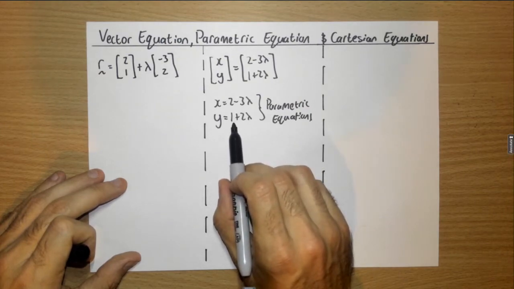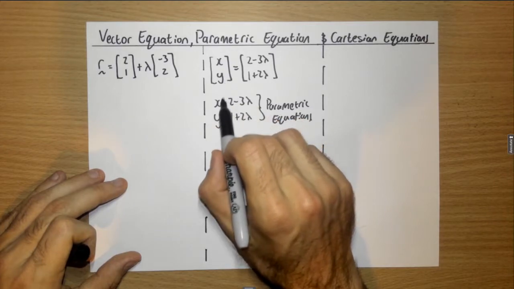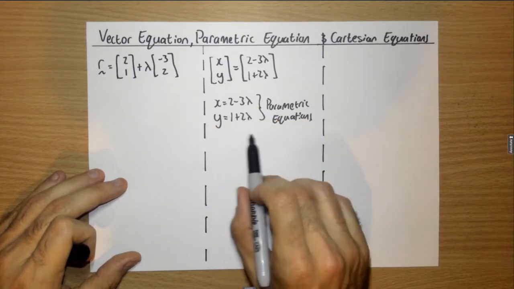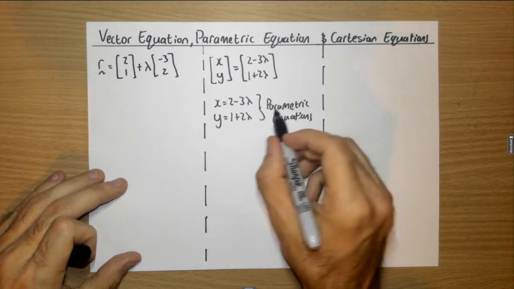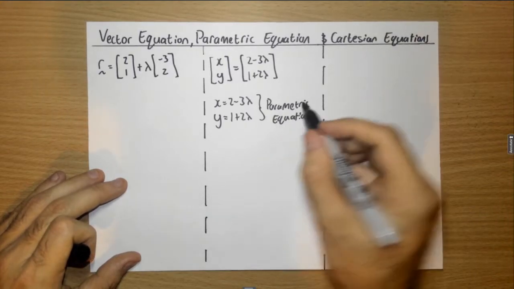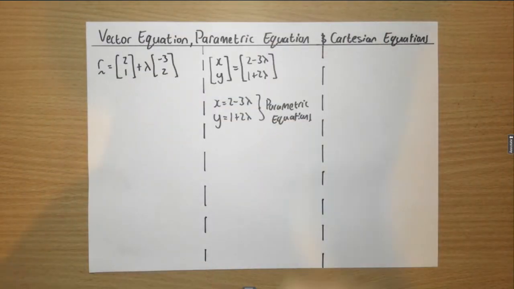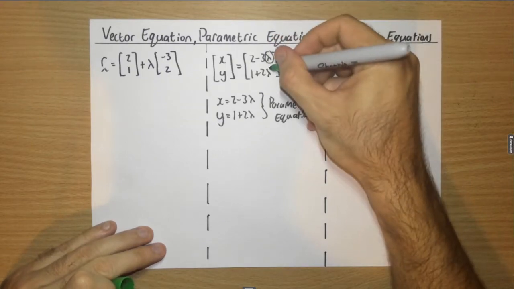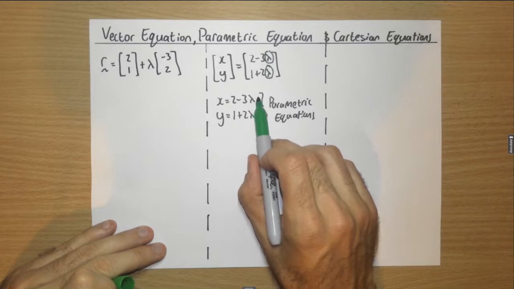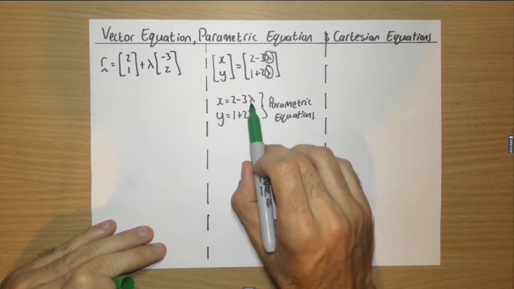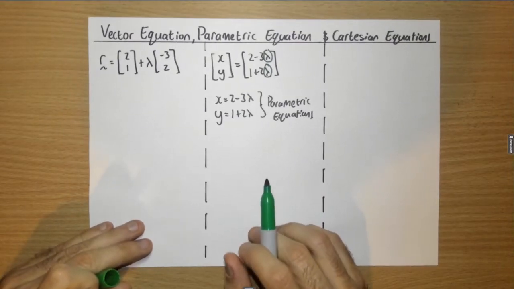Now, in this case, we were looking at a two-dimensional case with just x and y. Obviously, if we had x, y, and z, we'd have the z here as part of a third parametric equation. Why is it called a parametric equation? That's because we're dealing with a parameter, and in this example, the parameter is lambda. It's a parametric equation because the parameter that defines our x and our y is the lambda value.